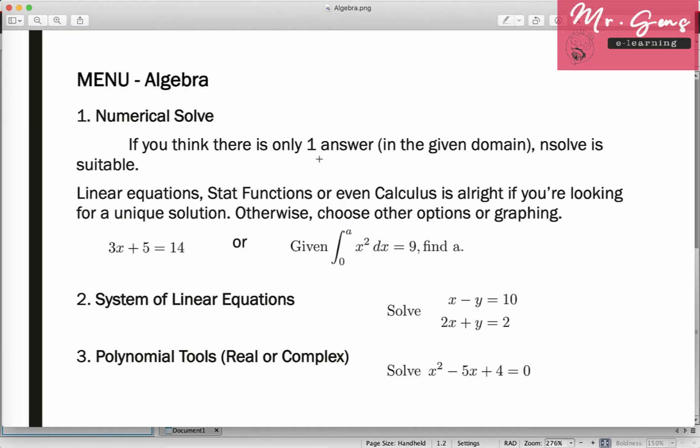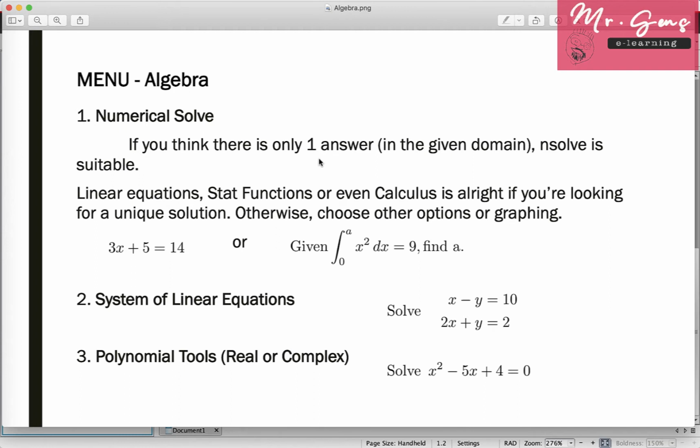The first option is Numerical Solve. If you think there's only one answer, nsolve is suitable. So these equations could be linear equation, statistical function, or even calculus. But you need to be sure there's only one solution that you are looking for. Otherwise, you have to choose other options or graphing maybe.